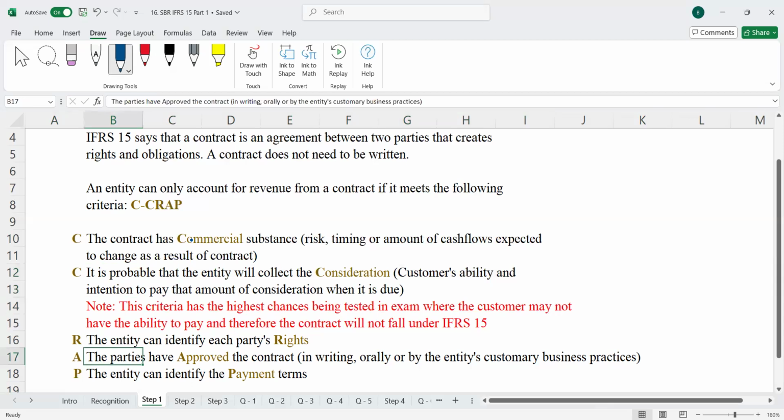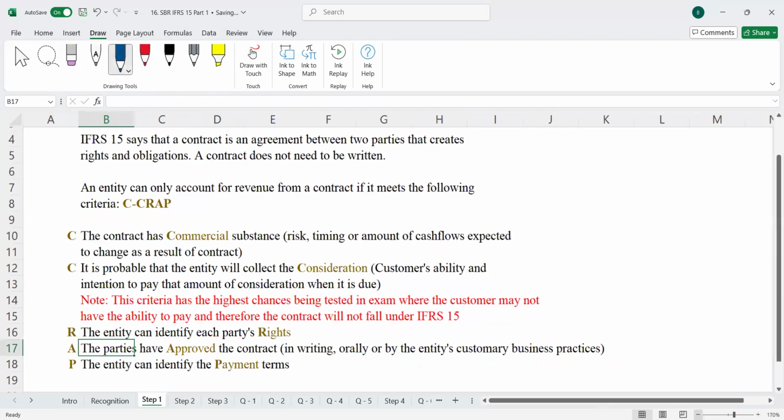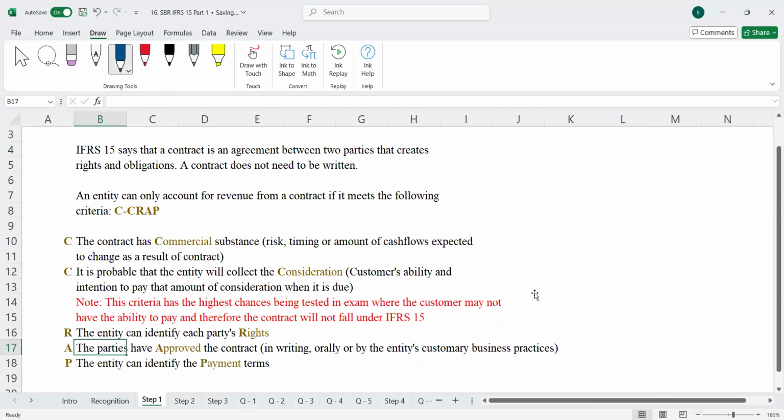The entity can identify each party's rights. For example, the right of the seller will be the consideration, and the right of the buyer would be the services or the goods, right? The parties have approved the contract. It's not always necessary that the contract has been approved in writing only. It can be oral as well, or by customary business practices, the same thing that we just discussed. And the entity can identify the payment terms, meaning the payment terms should be mentioned in the contract. Only when all these conditions are met can you recognize revenue.